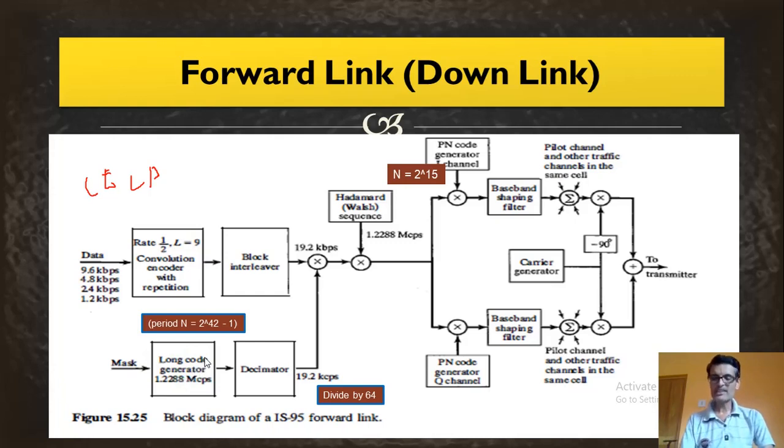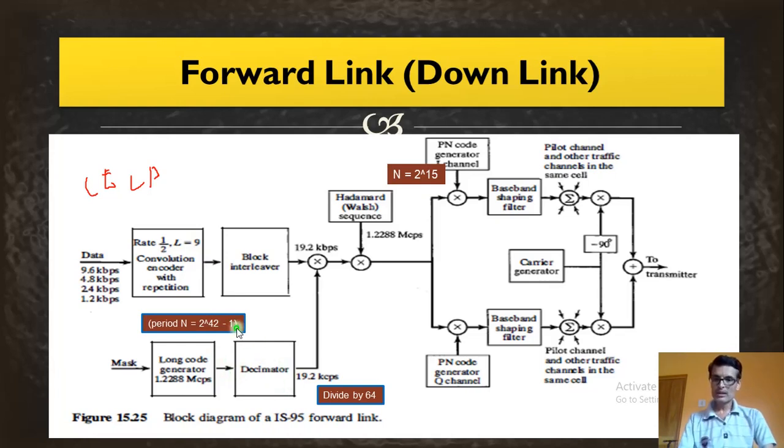Long code generator is a PN sequence generator. It's called long code because it generates a very large length PN sequence, and it actually uses 42 shift registers. It is a 42-bit LFSR, linear feedback shift register. So the length will be equal to 2 power 42 minus 1, right? And that is given to the decimator.